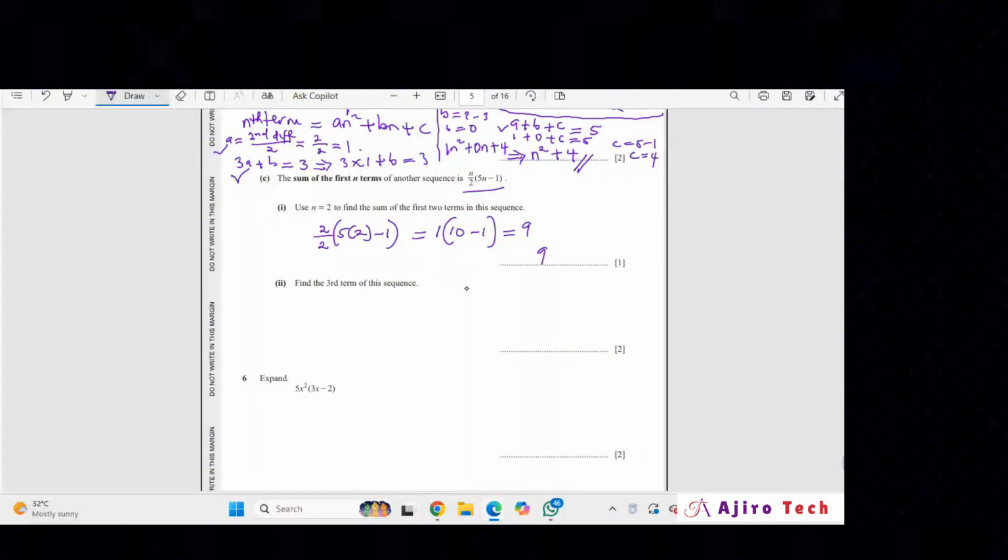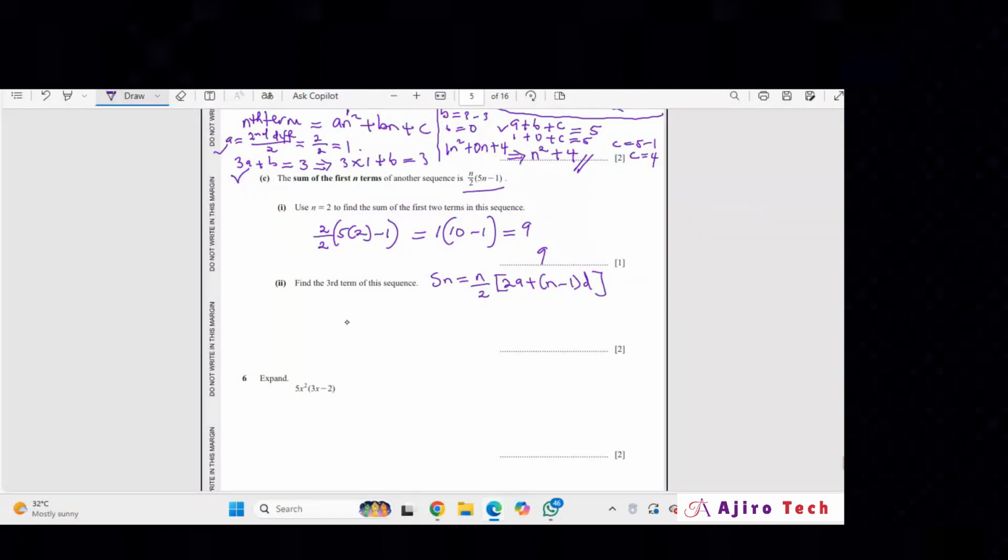Is that taken? So I want to say something here. This guy here is a little bit dicey, and I want you to pay attention to this. They say find the third term of the sequence. Now, if they are talking about the sum, that means the sum of this is what? Sn is equal to n over 2 brackets 2a plus n minus 1 close the bracket d.